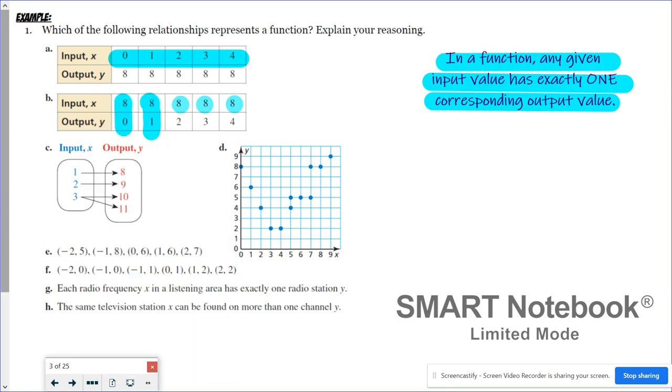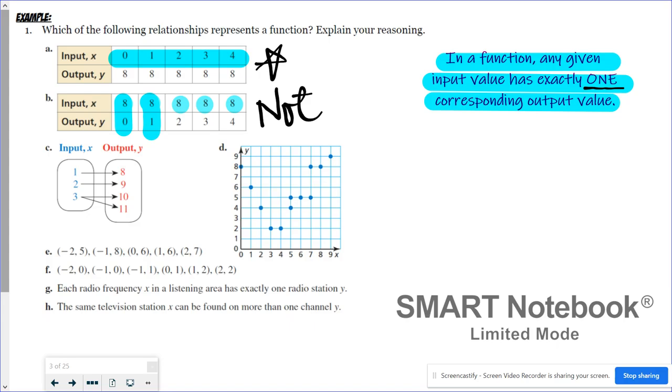So let me just write down our findings here. I'm going to use a star if it is a function, and I'm just going to write not if it isn't one. Okay. So if you've got no repeating inputs, that's a really good indicator that you are looking at a function. If you do have repeating inputs, just verify and look at those corresponding outputs, because functions can only have one corresponding output.